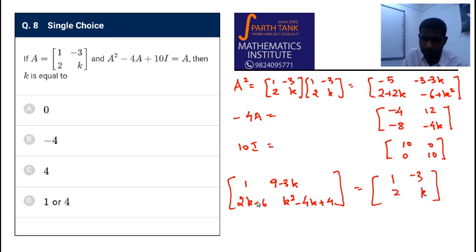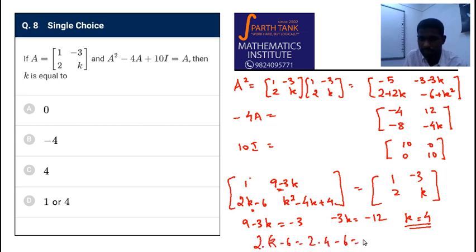Now see, 1 and 1 match, okay. How about 9? The equality of matrices says 9 minus 3K is minus 3, or minus 3K is minus 12, and K is equal to 4. Now K is equal to 4, substitute that here, that would satisfy this also. 2K minus 6 will be 2 into 4 minus 6, which is 2, and that matches here. And K is equal to 4 will also match here.